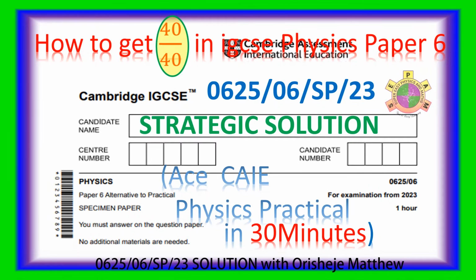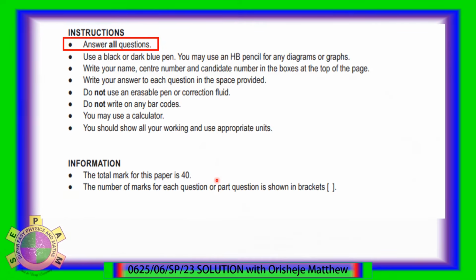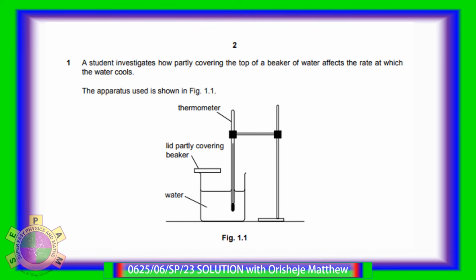Today we'll be looking at strategic solutions to the IGCSE Physics Paper 6, Alternative to Practical, Specimen Paper for examination from 2023. You are expected to answer all questions, and the total mark for the alternative to practical paper is 40 marks. Question 1 is about the rate of evaporation.